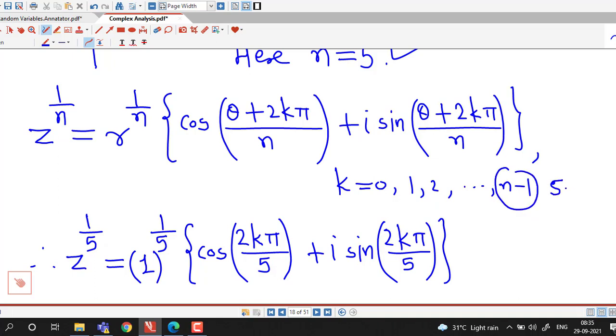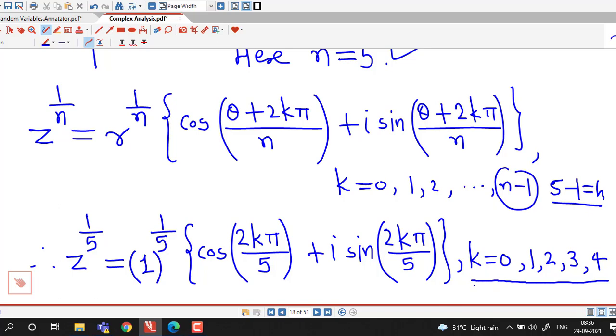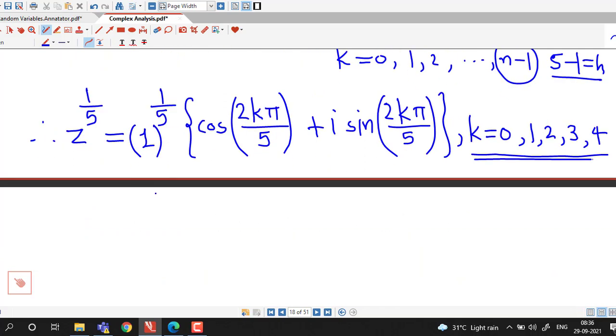If we put n equal to 5, we have n minus 1 equal to 4. So we have to go up to 4 starting from 0: 0, 1, 2, 3 and 4. For these different values of k, we will have 5 roots of unity. So we now find all the roots corresponding to these values of k.